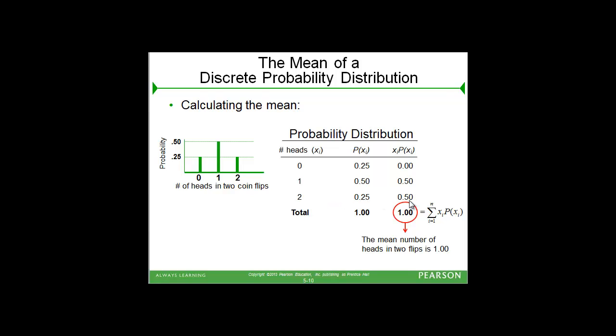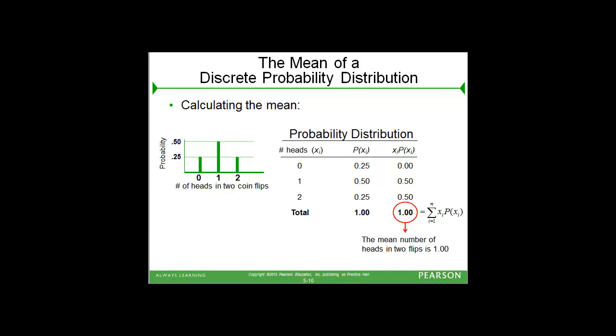And then we do this sigma. The sigma, this sum, means the operation of summing up. We're going to sum this one and this one up. So 0 plus 0.5 plus 0.5, we get 1. So the mean number of heads in the 2 flips is 1.